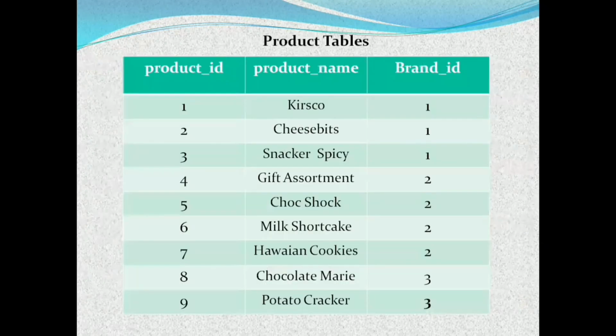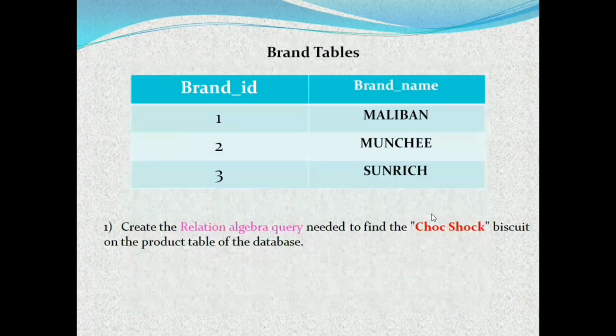So let's take this out. Here we have a product table. There are 9 products here. Those are biscuit products: Crisco, cheese bits, snacker, spicy, gift assortment, and potato crackers. Those are delicious. So, brand ID. We have 3 brands here: Maliban, Munchie, and Sunrich. So let's find out what the first question is.